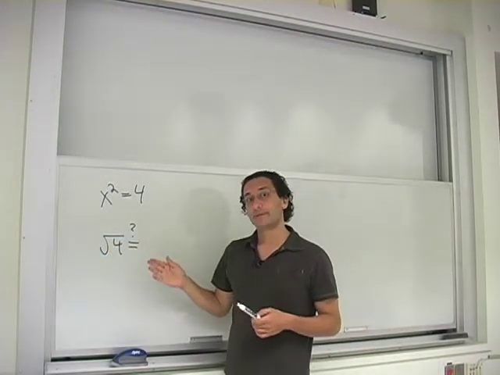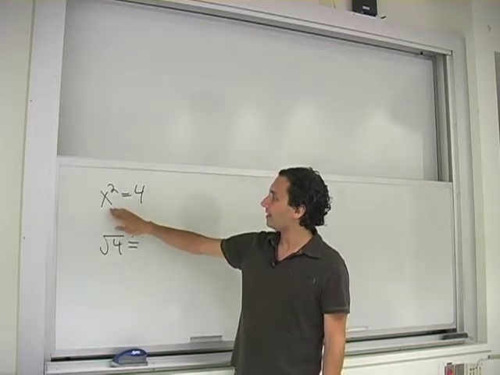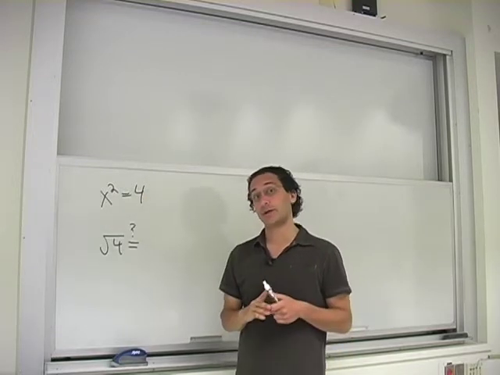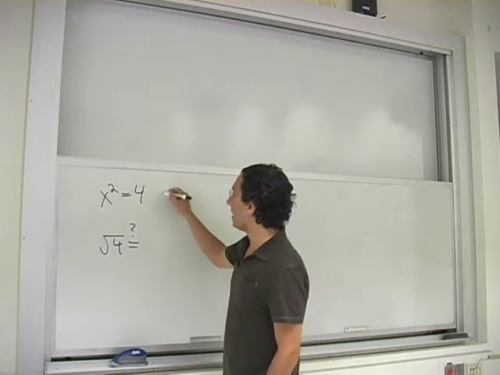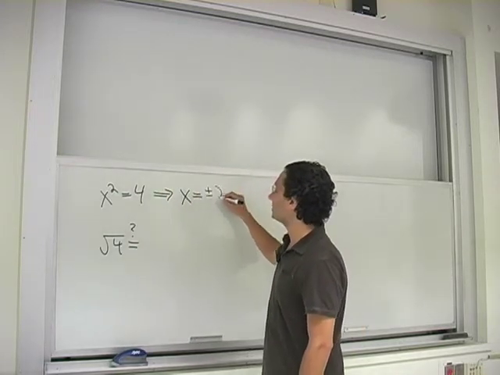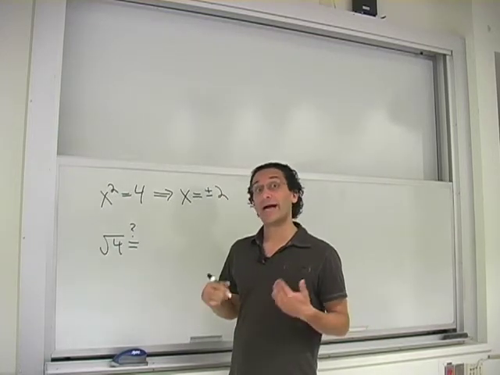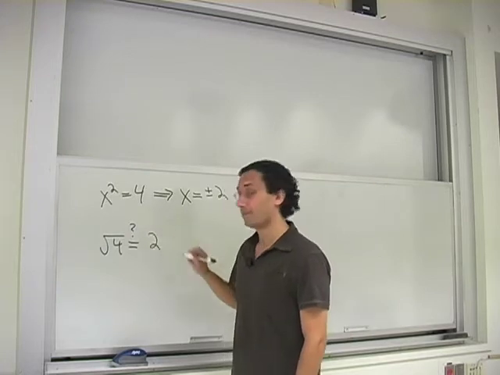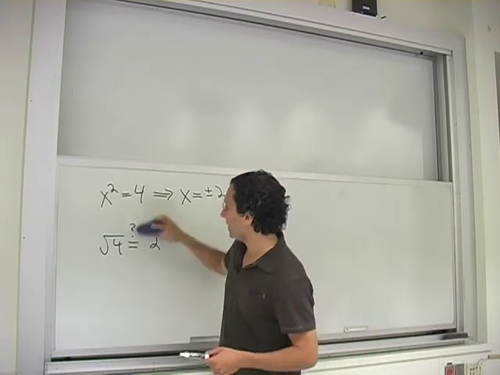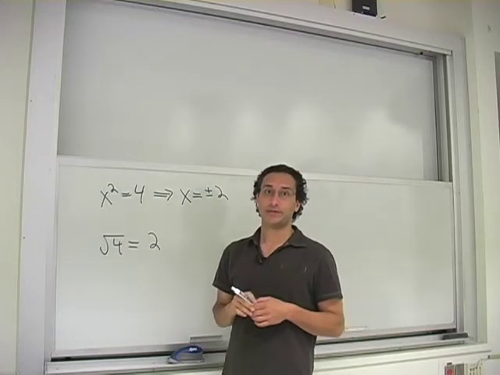I'd like to clear up some of the confusion that lies within the fact that if I have this equation, x squared equals 4, I get out two solutions, namely that x could equal plus or minus 2. But if I take the square root of 4, I just get 2. This is a true statement. In other words, when I take the square root of 4, I don't get plus or minus 2.